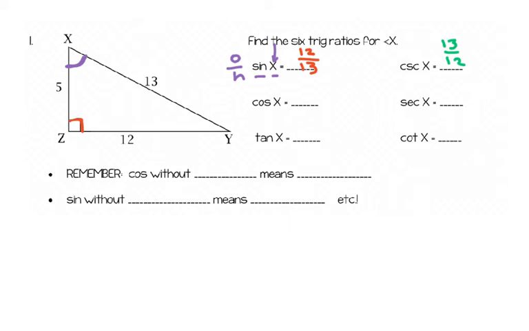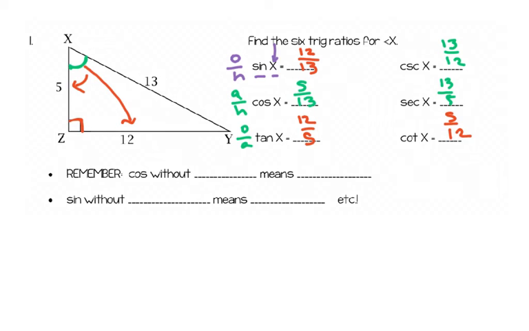All right, the next one, it says the cosine of x. And so cosine, remember, is adjacent over hypotenuse. And so if I'm starting from x, adjacent is the 5 over the hypotenuse. So the secant, which is the inverse, is going to be 13 over 5. Okay, tangent of x, and so tangent is opposite over adjacent. So from x, opposite is 12, and adjacent is 5.